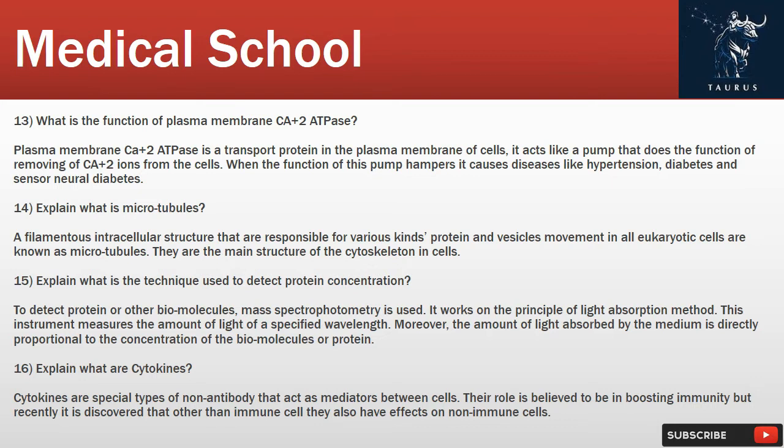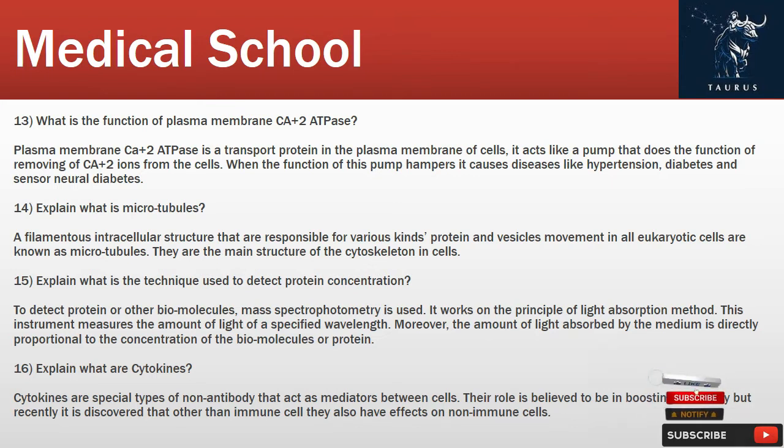14. Explain what microtubules are. A filamentous intracellular structure that is responsible for various kinds of protein and vesicle movement in all eukaryotic cells is known as microtubules. They are the main structure of the cytoskeleton in cells.